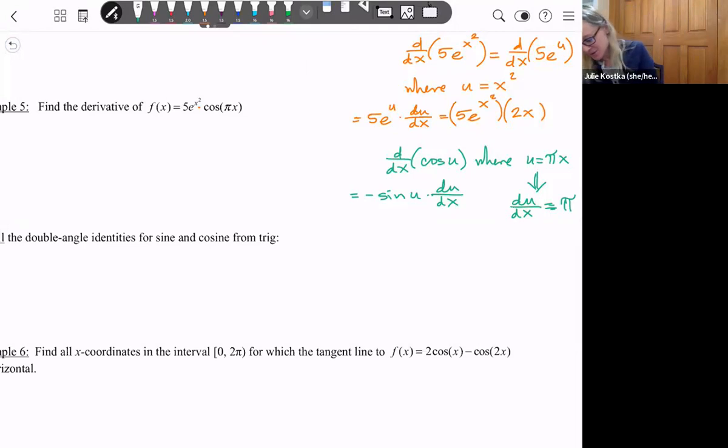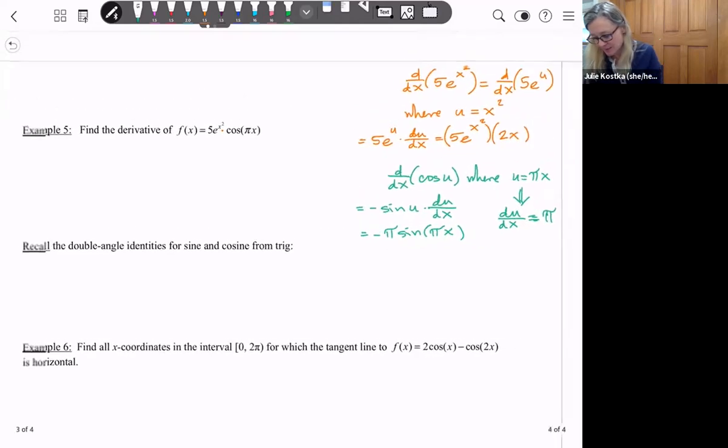Okay, so I think I'll just write this down. Negative sine of, wait, whoops, what's our u? Pi x times pi. So in fact, I'll rewrite that as negative pi sine of pi x. Okay, I have my derivatives ready.